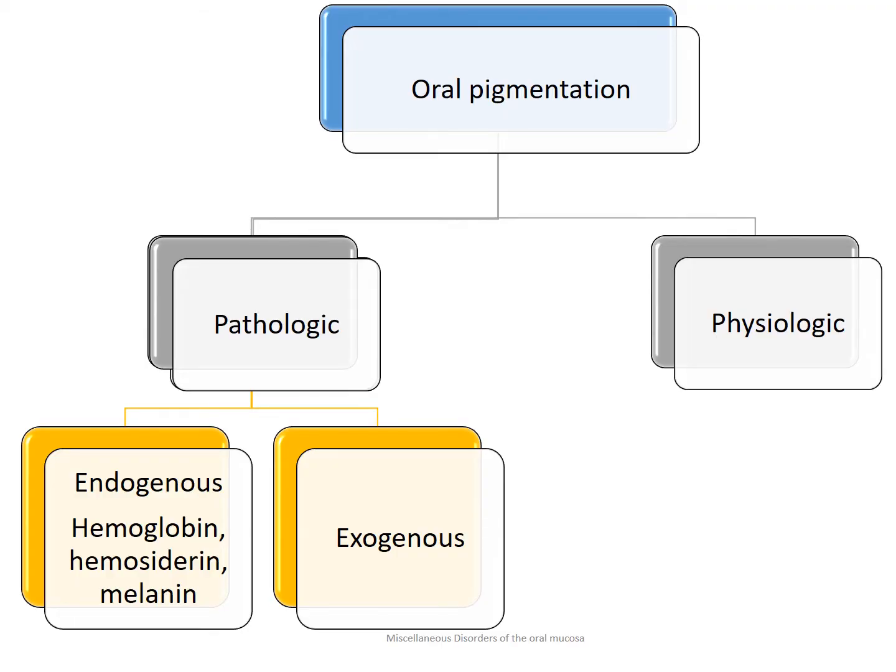So if you were to look at oral pigments, by now you would have understood that the term pigment is used for change in color seen on the soft tissue or the mucosa, whereas staining is the term used for a color change on the hard tissue structure. Here the oral pigmentation has been classified as pathologic and physiologic, and the pathologic one is further of endogenous origin and exogenous origin. Endogenous means arising from within the body, like for example hemoglobin, hemosiderin or melanin pigments.